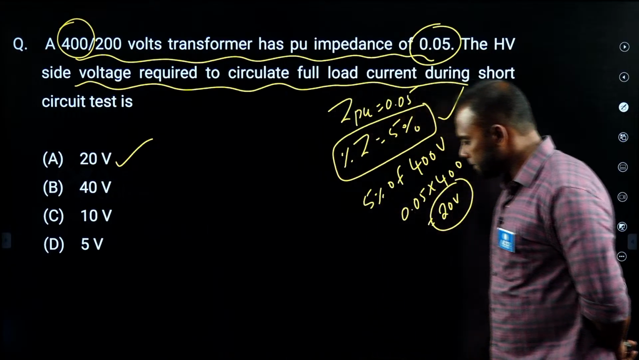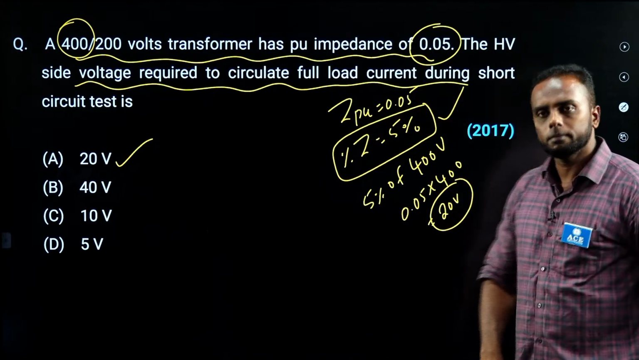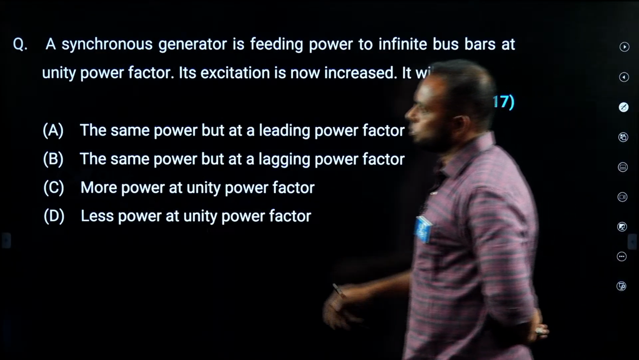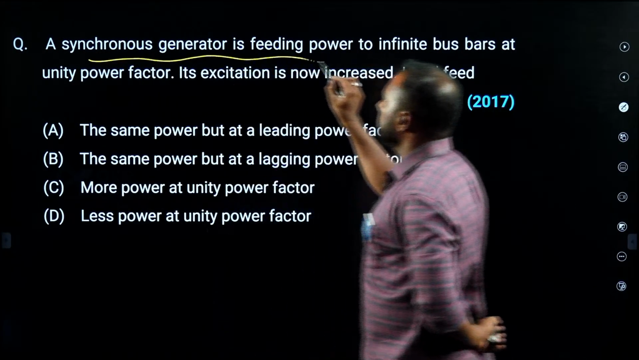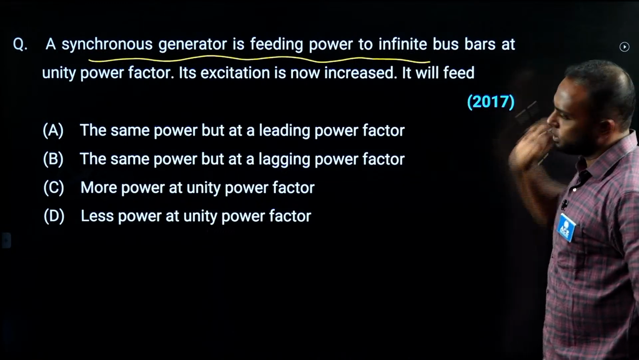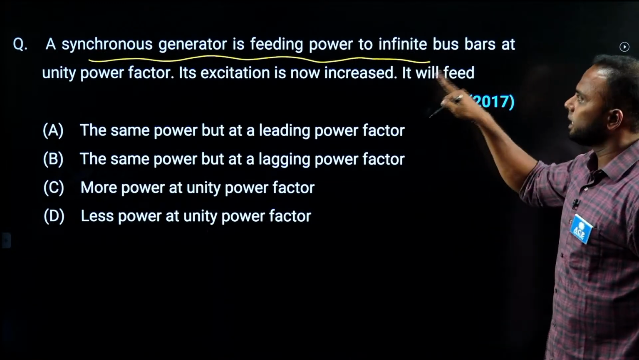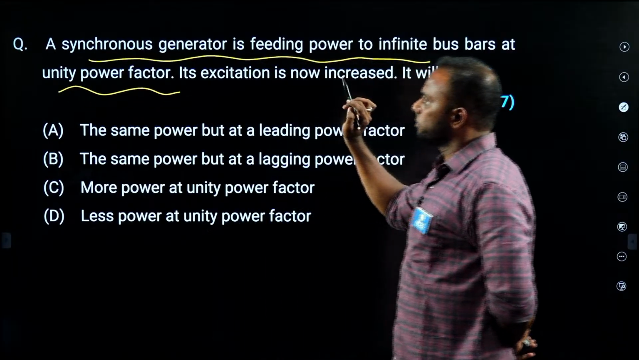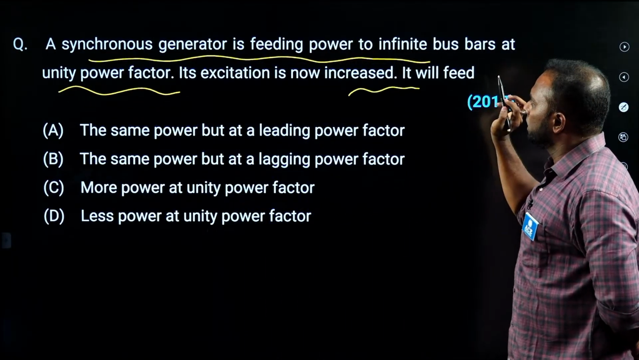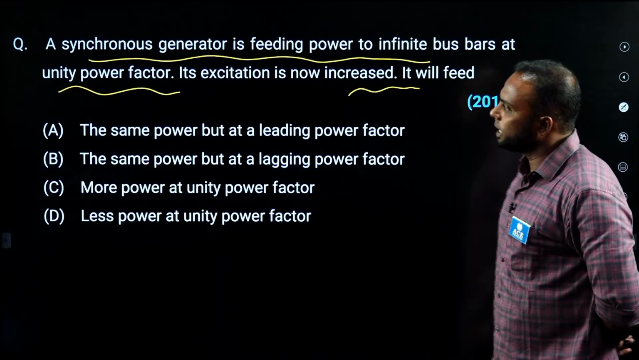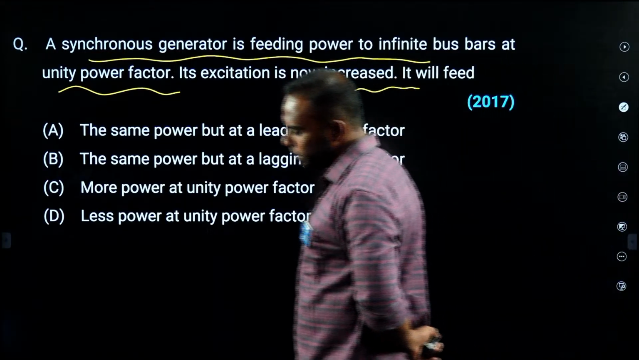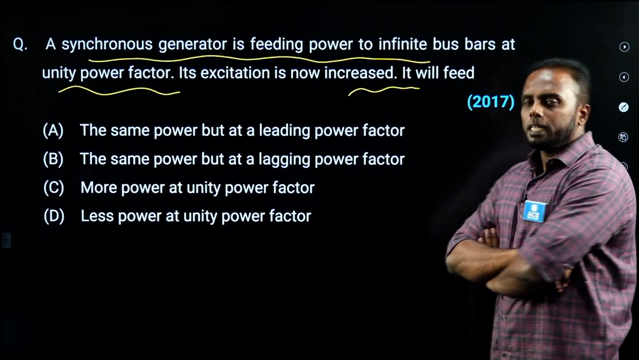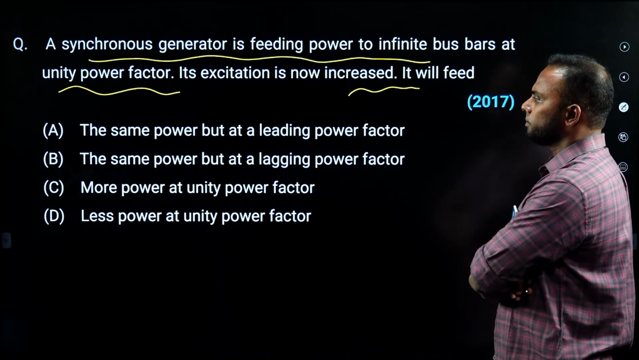Okay. Next question. See this question. A synchronous generator is feeding power to an infinite bus bar at unity power factor, UPF. If excitation is now increased, it will feed dash. What is your answer? Initially it is operating at UPF, now excitation increases, then what happens to it?